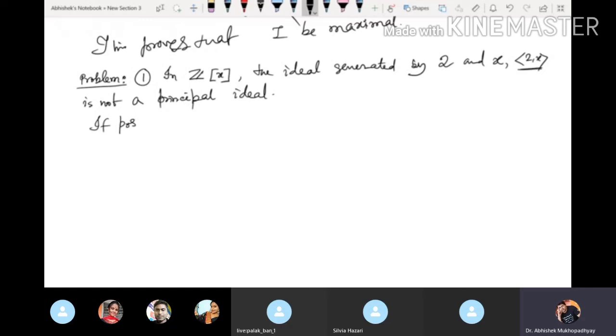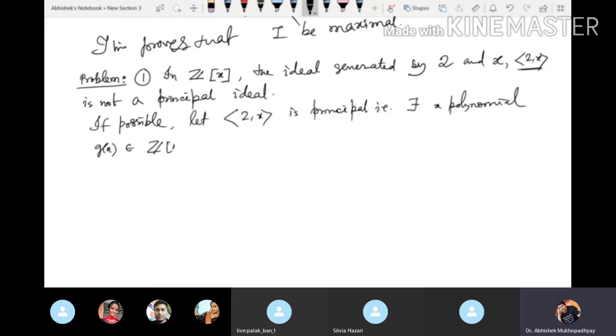If possible, let us assume the contrary. That is, let the ideal be principal. That is, there exists a polynomial g(x) belonging to Z[x] such that the ideal (2, x) is generated by g(x).